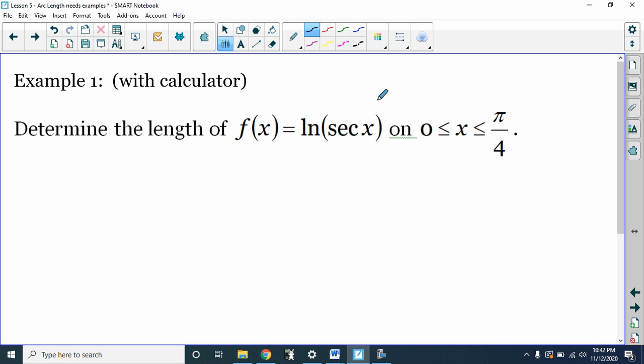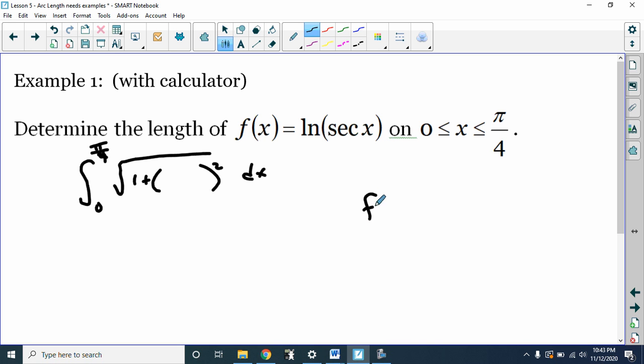All right, so example 1 here, it's a calculator problem. It asks us to find the length of f of x equals natural log of secant x on the interval from 0 to pi over 4. So we've got the integral from 0 to pi over 4 of the square root of 1 plus the derivative of f of x squared dx. So we need the derivative of this.